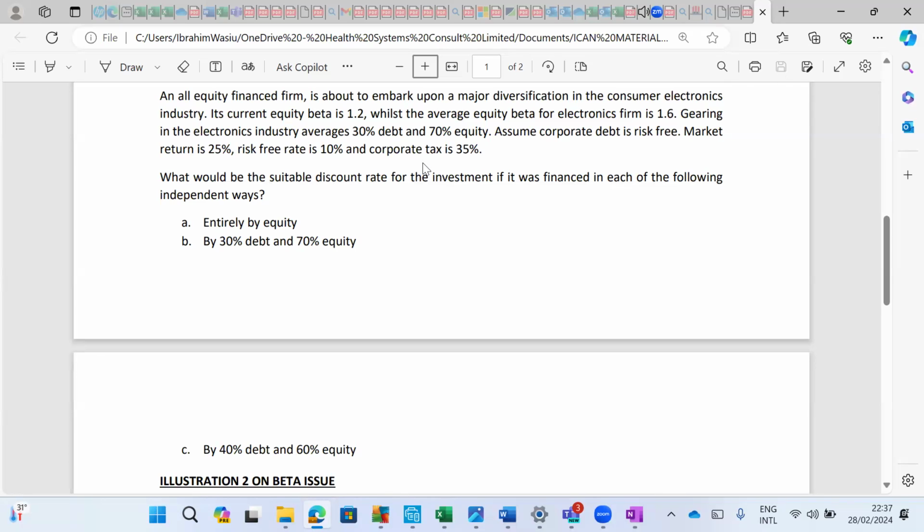Now comes the question. What would be the suitable discount rate for the investment if it was financed in each of the following ways independently? I will do A and B, then you can do C and number 2 as classwork or assignment.